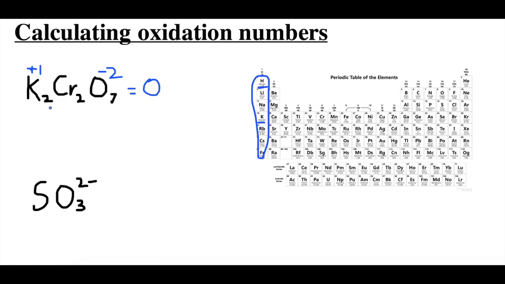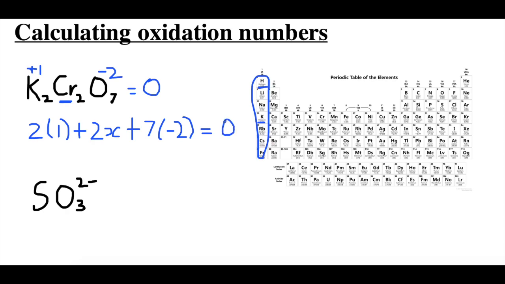So we know that there are 2 potassium atoms present in this compound. So 2 multiplied by the oxidation number of potassium, which is 1. And we know that there are 2 chromium atoms present in this compound. So chromium is the unknown. We don't know the oxidation number of chromium, so it's x. And there are 7 oxygen atoms present in this compound, and the oxidation number of oxygen is -2. And we know that in a neutral compound, the sum of all these oxidation numbers will equal 0.